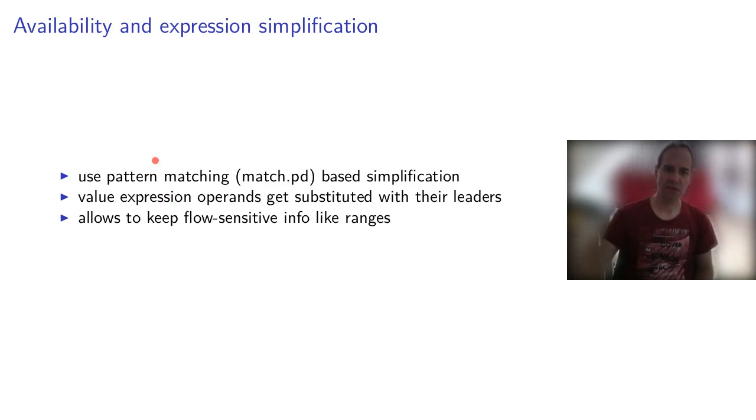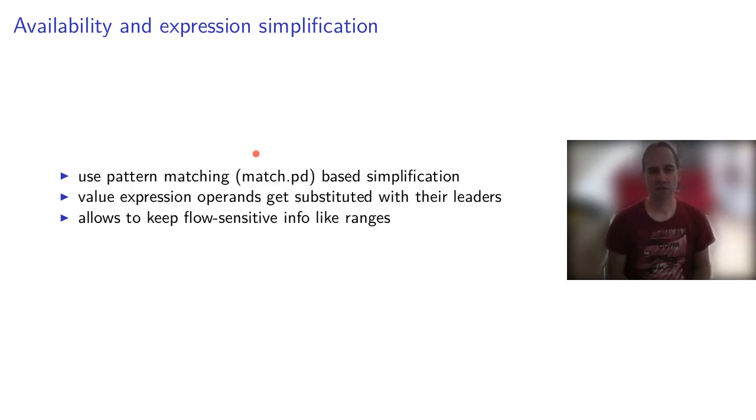And in the implementation, we are using a generic pattern matching facility that GCC has to simplify expressions. That's called match.pd. It's actually the name of the file, and it uses a domain specific language to have expression patterns with the corresponding simplification. Like there's a pattern for variable plus zero that this one should simplify to the variable, and the plus zero can be elided, and of course more complex patterns.